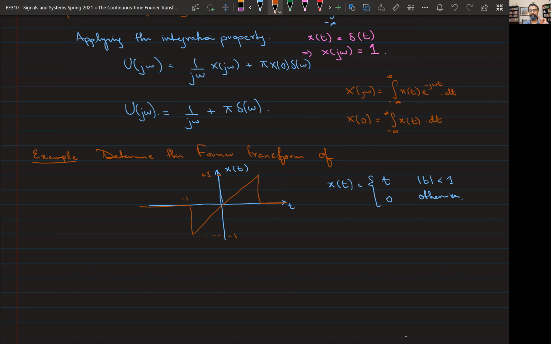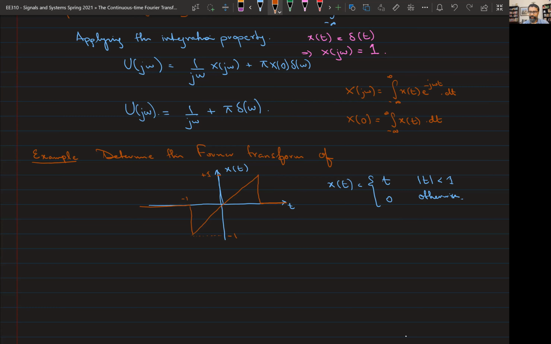Now remember, the unit step is not absolutely integrable, right? And it's clear from the convergence properties that the Fourier transform should not converge, and it indeed does not converge because the unit step goes to infinity, right? But nevertheless, this comes in handy. This delta form comes in handy in a variety of applications.